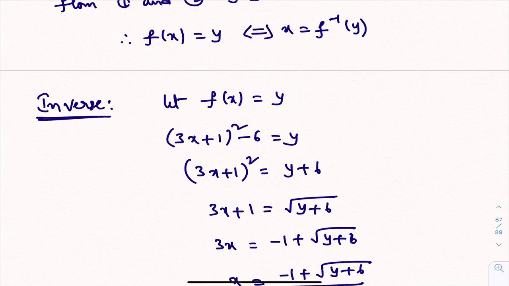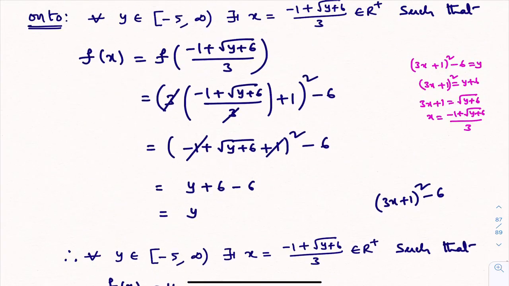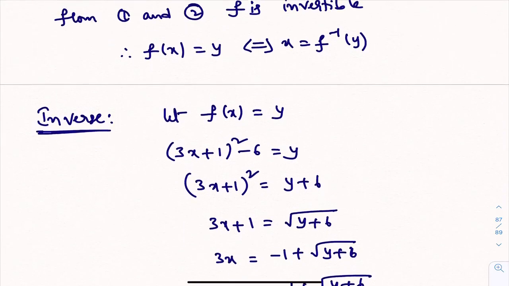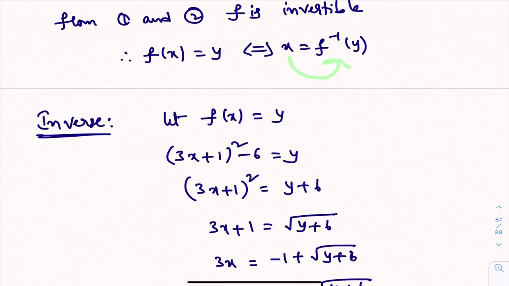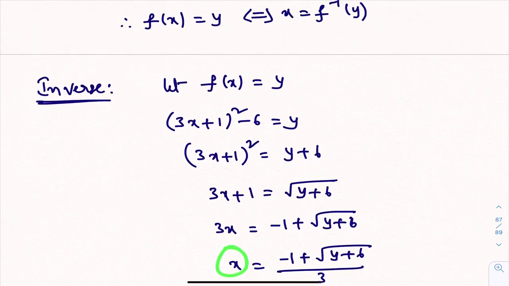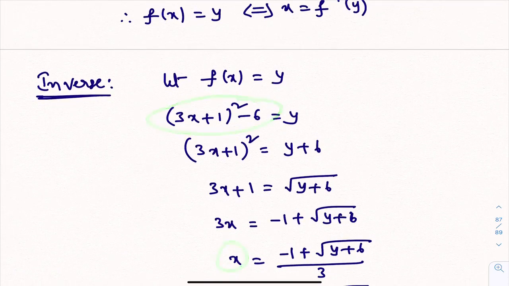We'll use this. First, I'll take f of x equal to y. What is f of x? (3x plus 1) whole square minus 6 equal to y. Now, further I'll simplify to get the x. Why am I trying for x? Because I know that x is nothing but f inverse of y. So first you take f of x equal to y and try for x value. So here I have written f of x equal to y.